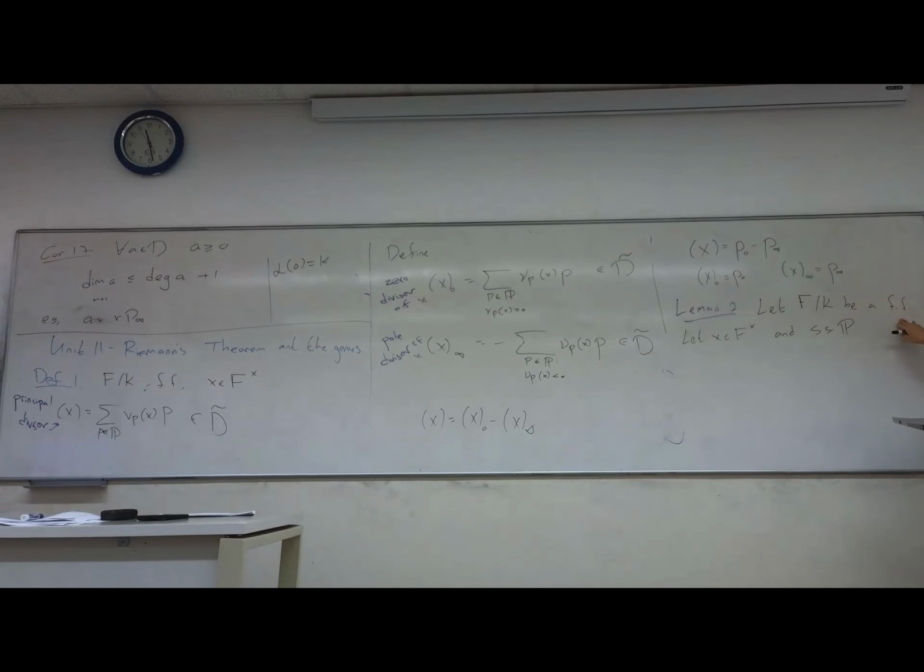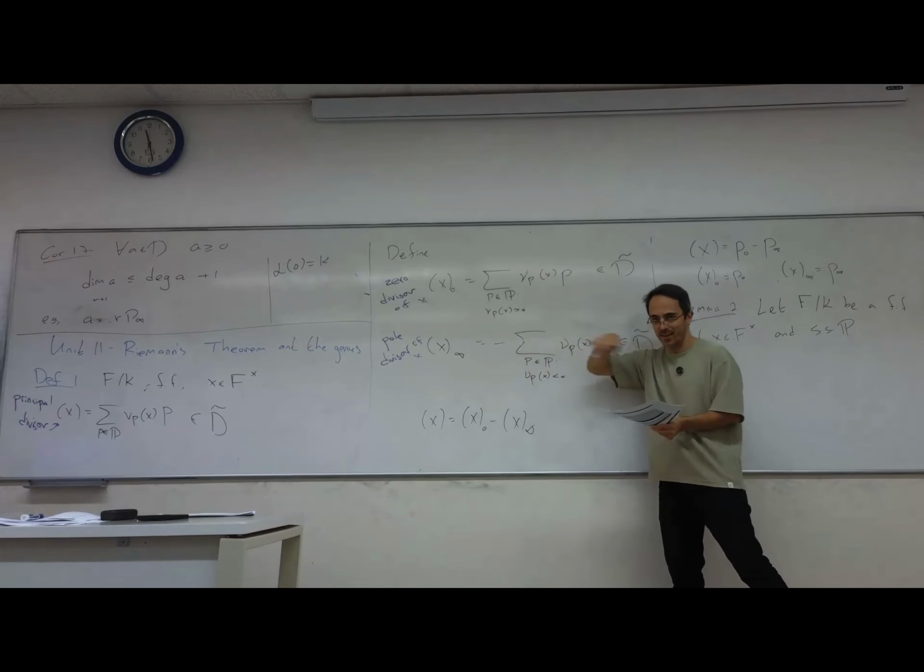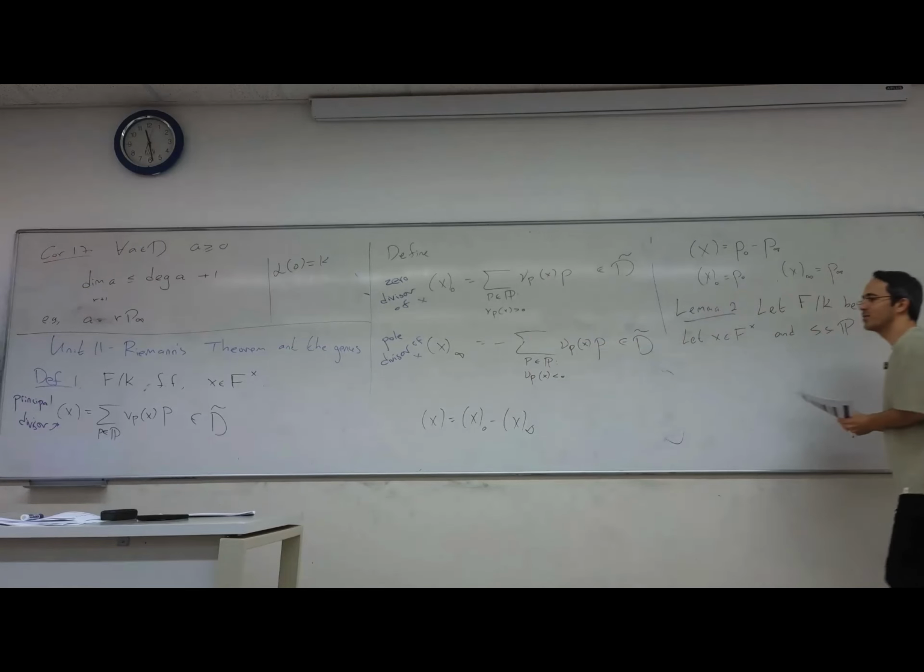So you have a function field. You take a non-zero element x, because zero is not interesting, because technically we don't have the zero divisor. It has zeros everywhere, infinitely many zeros and infinitely many infinities. So I don't write it.